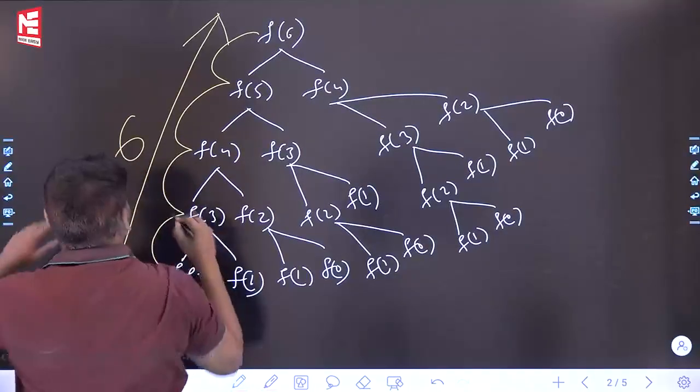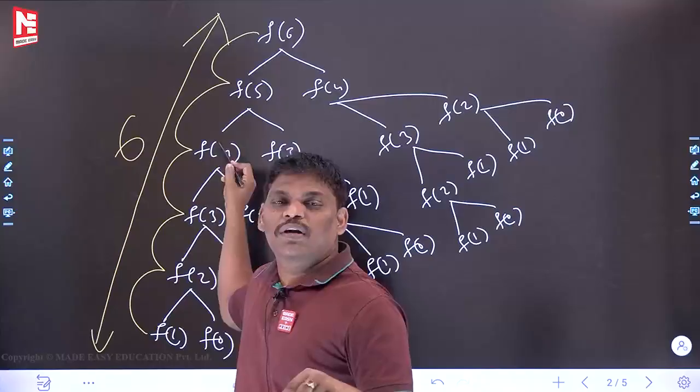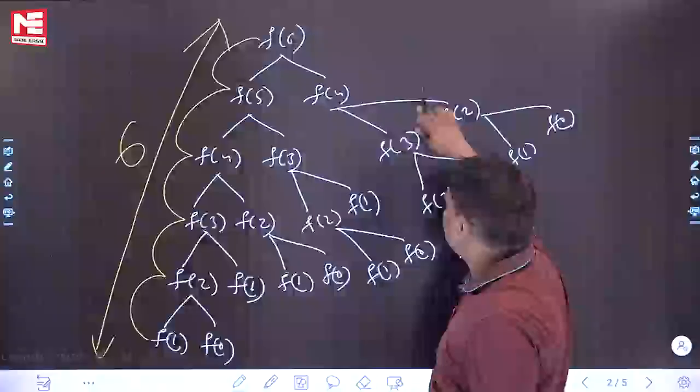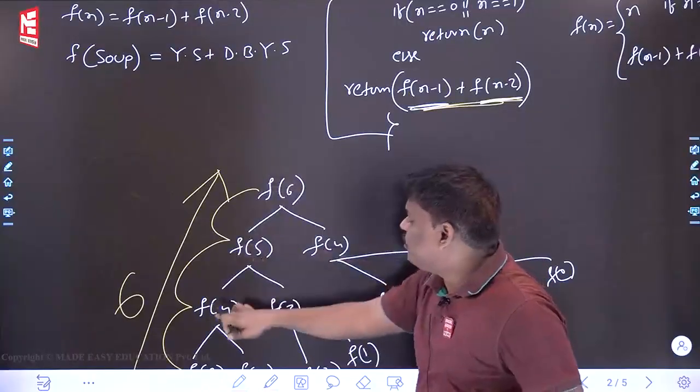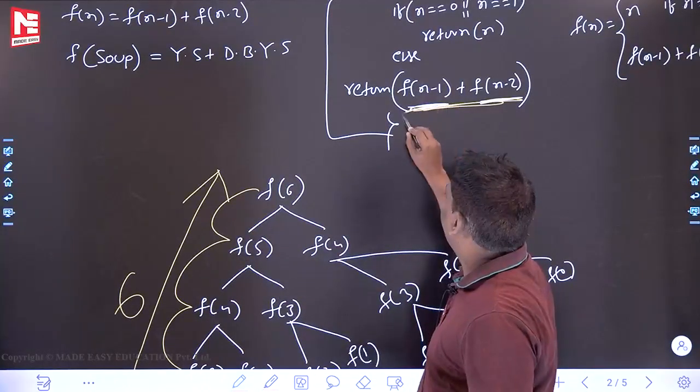Six-level tree, left-hand side. Someone is asking, why is the left side the six-level tree? What is the reason? If you see the program, the left one in the tree is nothing but the first one in the program.